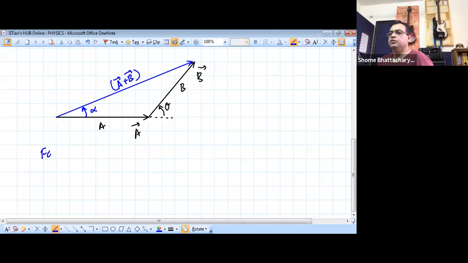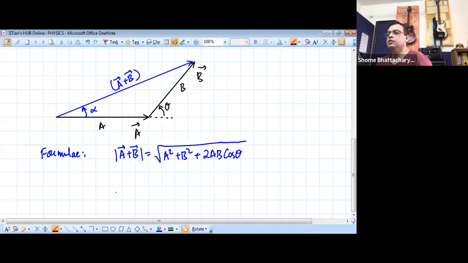Then we saw the formula of the triangle law. The magnitude of the resultant is given by this formula: the square root of magnitude of A squared plus magnitude of B squared plus 2 times the product of magnitudes multiplied by cos of the angle between them. And this angle alpha is given by the equation tan alpha equals B sin theta upon A plus B cos theta.